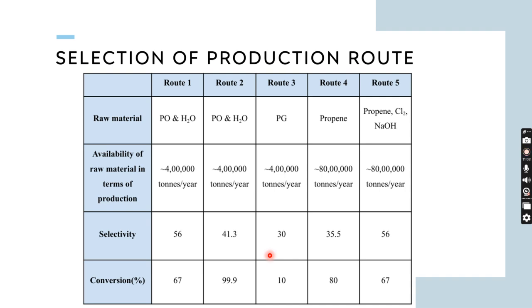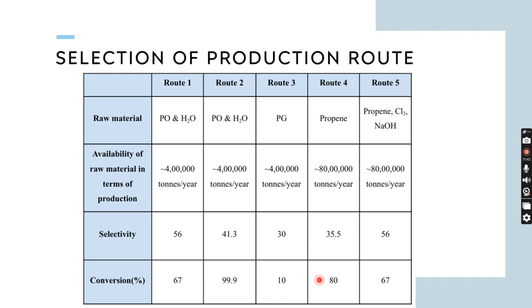If we talk about conversion, route 1 has a conversion of 67%. Similarly, route 5 has a conversion of 67%. But the highest conversion is achieved for route 2, where we use the solid catalyst, and it is 99.9%, which is close to 100%. Route 3 has the lowest conversion, that is 10%. Route 4 has a good conversion, that is 80%. So if we arrange them in order of conversion preference, it is route 2, route 4, route 5 and route 1, then route 3.